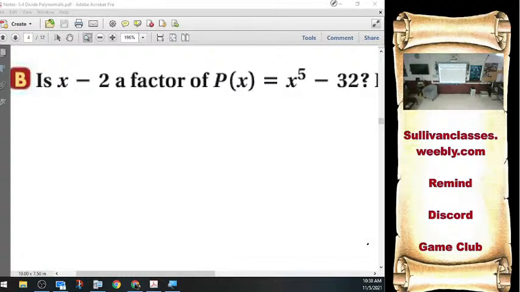x to the fifth divided by x is x to the 4th. I've done that so far. x to the fourth times that stuff. x to the fourth times x is x to the 5th. x to the fourth times negative 2, so it'll be negative 2x to the 4th. Then you're subtracting this, so change your signs. 2x to the 4th. That's what makes this go away.